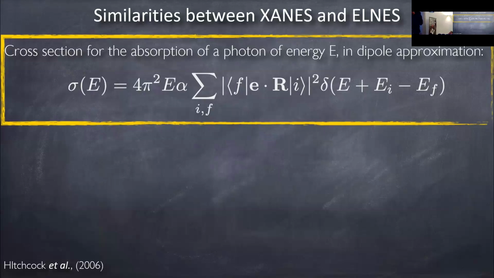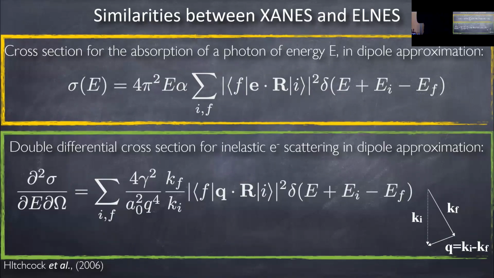Why is that? What I'm showing you here is the cross-section of the absorption of light or X-rays. This part here is the Fermi golden rule, conservation of energy. This is your initial and final state. Here, E stands for the polarization of light, and you have the constants of the absorption of polarization. And this is the double differential cross-section for electrons.